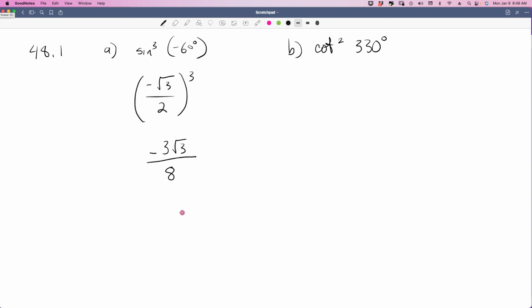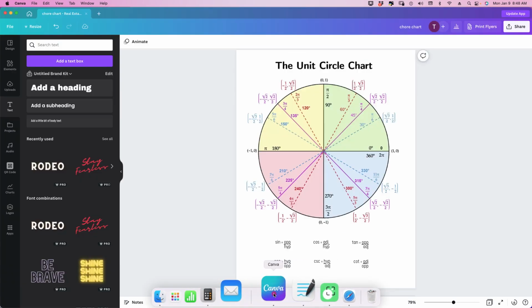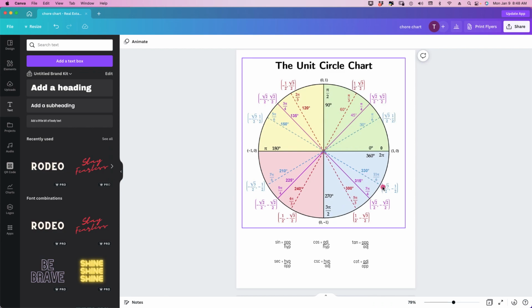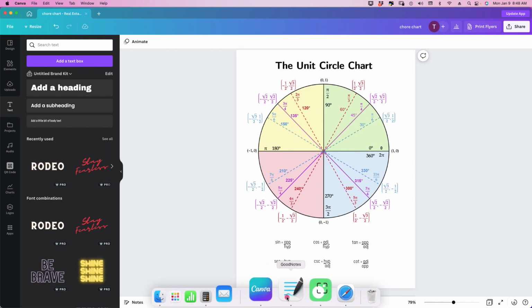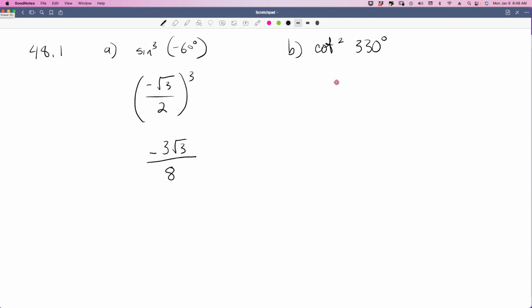Especially now that we have our unit circle chart, so we don't have to deal with all of that. And so our cotangent of 330, let's look at that. So here's our 330, and our tangent is going to be -1 over the square root of 3, right? So the cotangent is flipped. So that would be square root of 3 over 1, and this is negative, so that would be a negative square root of 3. Because we flip it.